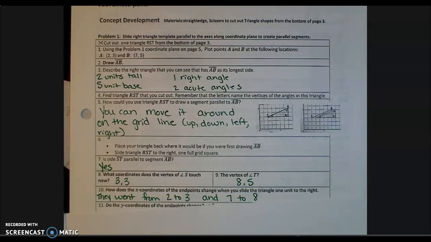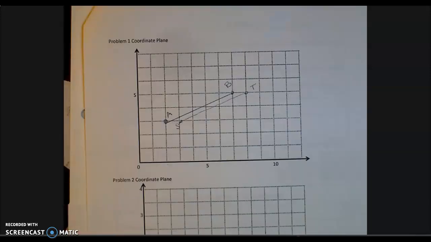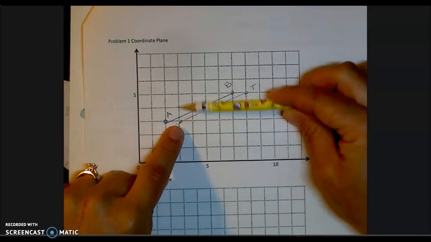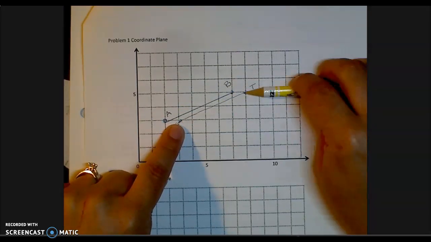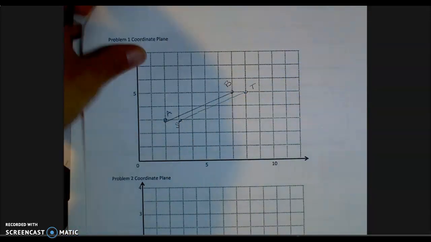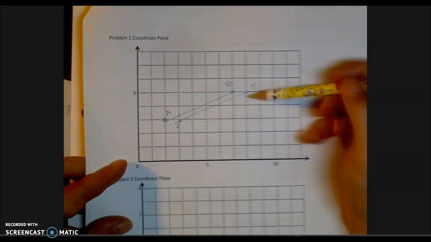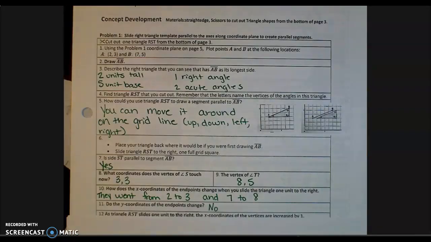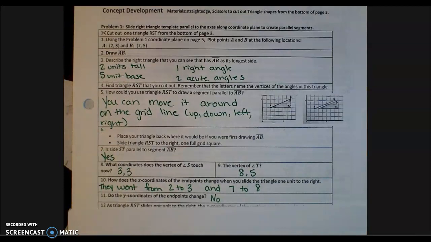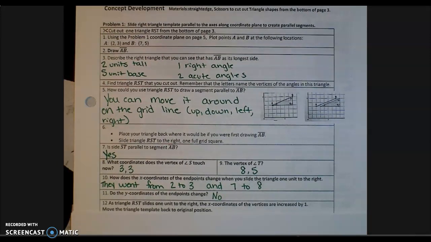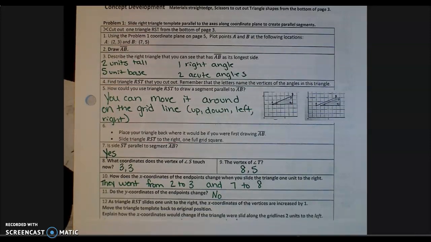Did the y coordinates of the endpoint change? So I want to know, did these ones move up at all? No, they did not. We only slid it to the right. We did not slide up. So no, the endpoints do not change. Number 12 says, as we move it to the right, the x-coordinates increase by 1. We're going to put it back to the original position.